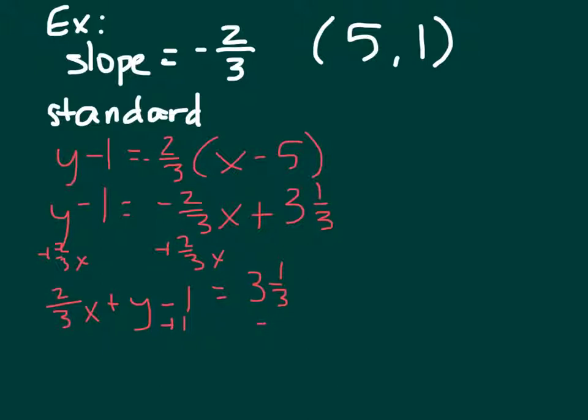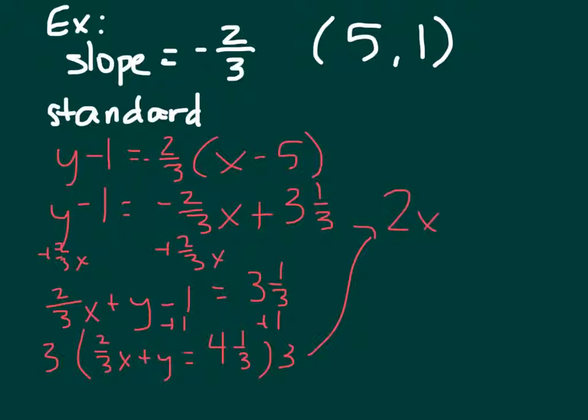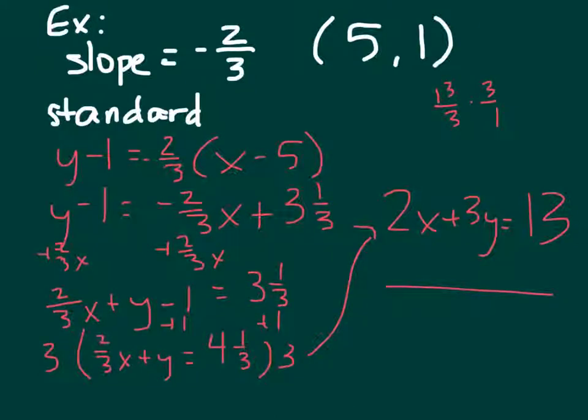I'm going to add 1 to both sides. So I have 2/3 x plus y equals 4 1/3. And then I'm going to multiply my entire equation by 3 because I need to get rid of that denominator for 2/3. So I'm going to put my answer up here. So I have 2x plus 3y equals, now 4 1/3 times 3. Don't forget I need to change that 4 1/3 to 13/3, times 3 over 1 is going to be 13. And there's my equation in standard form.